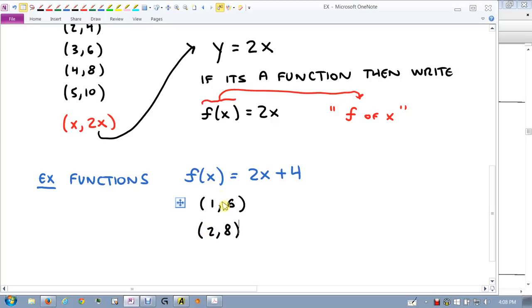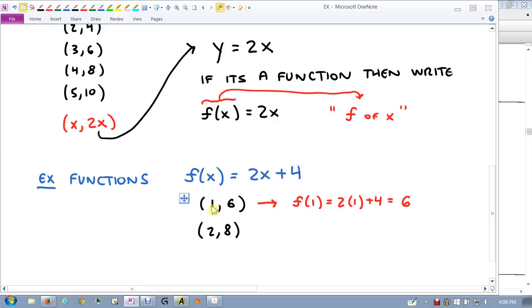Now, another way of writing this, if I want to tell you plug in 1 or plug in 2, I could write it with this alternate notation. I write f of 1. So I put 1 like this. What does f of 1 mean? It means rewrite this, replacing x with 1. So you get 2 times 1 plus 4, which is, what did we say? 6.